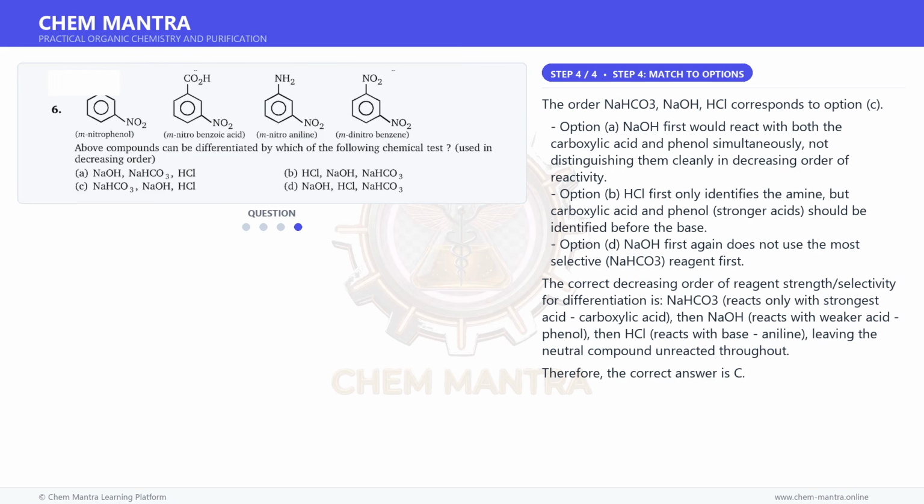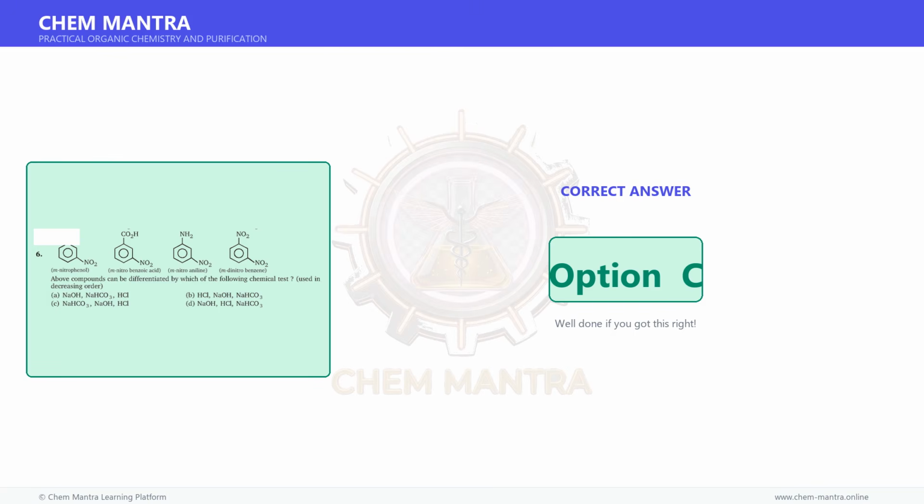The correct decreasing order of reagent selectivity for differentiation is NaHCO3 reacts only with strongest acid, carboxylic acid, then NaOH reacts with weaker acid, phenol, then HCl reacts with base, aniline, leaving the neutral compound unreacted throughout. Therefore, the correct answer is option C.